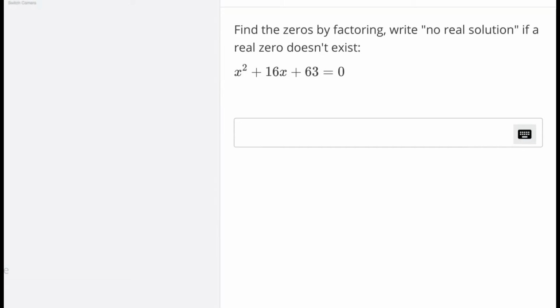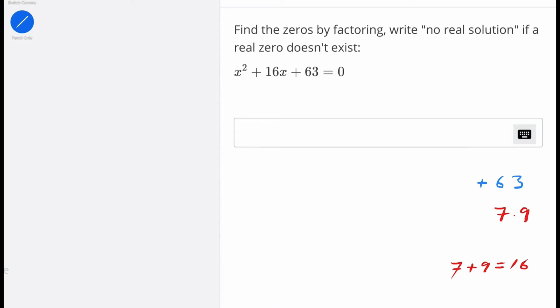Okay? So, we need two numbers where we multiply to get 63, and we add to get 16. Alright? So, two numbers multiply to get 63, then you add to get 16. That would be 7 times 9. Alright? 7 times 9 is 63. 7 plus 9 is 16. Okay?